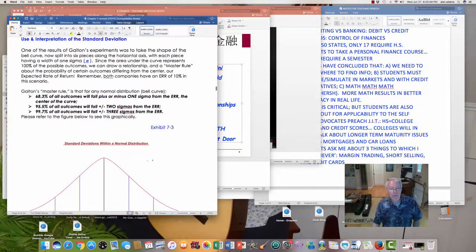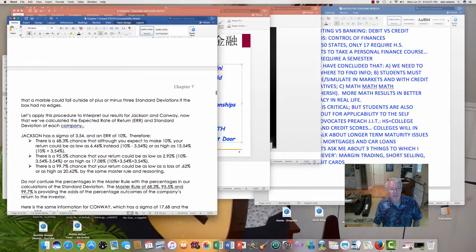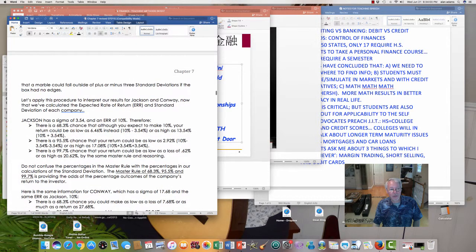All right, very good. That means, just take Jackson. Using the mathematical rule, let's pull this thing to a conclusion. We conclude that if the sigma is 3.54 and the ERR of Jackson is 10%, then 10% minus 3.54 is one standard deviation below the ERR, and then take the same 10% and add 3.54. That gives you a 1 sigma range around 10%.